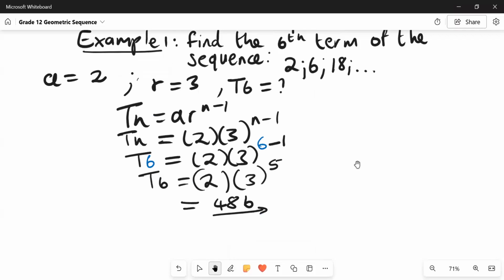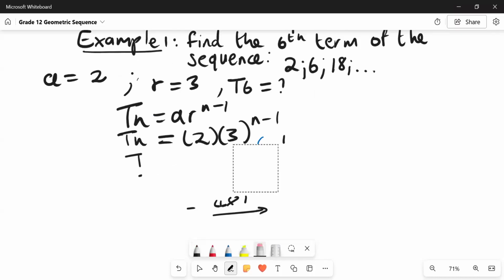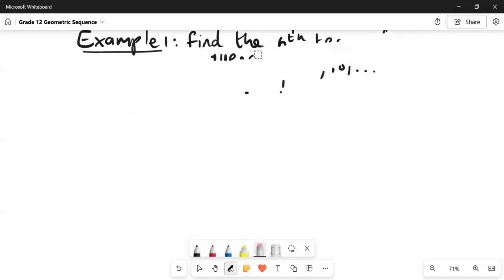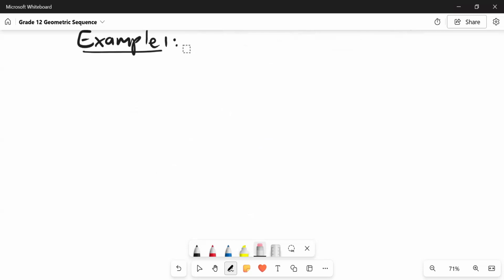Then that's it. So we're done with example 1, right? Now let's move to example 2. Okay, example 2. Now they're saying, which term?